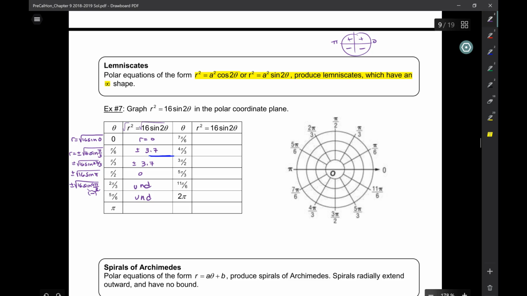And then here when we get 7 pi over 6, now it's going to be 7 pi over 3. It's back in the upper half, because it's 2 theta. The equation is 2 theta. So here we're going to get 16 sine 7 pi over 3, and that's fine. We're still going to get 3.7 plus or minus. Here is where it's pi over 4. When you plug in, you get 2 pi over 3. So again, it's plus or minus 3.7. What about here? Here we're going to get plus or minus 16 sine 3 pi. That's 0. These will give us undefined again, and then finally 0.